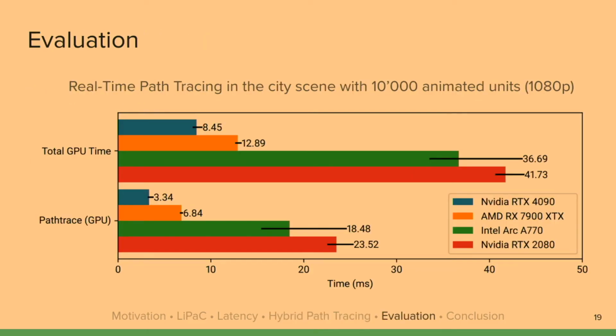And if you have a look at the evaluation, once again for the city scene that I've shown you, but with a lot of animated instances running around the scene, we can see that with our culling we can now achieve real-time path tracing at 60 FPS at 1080p, but only on the most powerful and most recent GPUs. And we can also see that on older and less powerful GPUs, we fail to achieve even 30 FPS at 1080p native resolution. But those GPUs could still fall back to some more lightweight ray tracing algorithms.